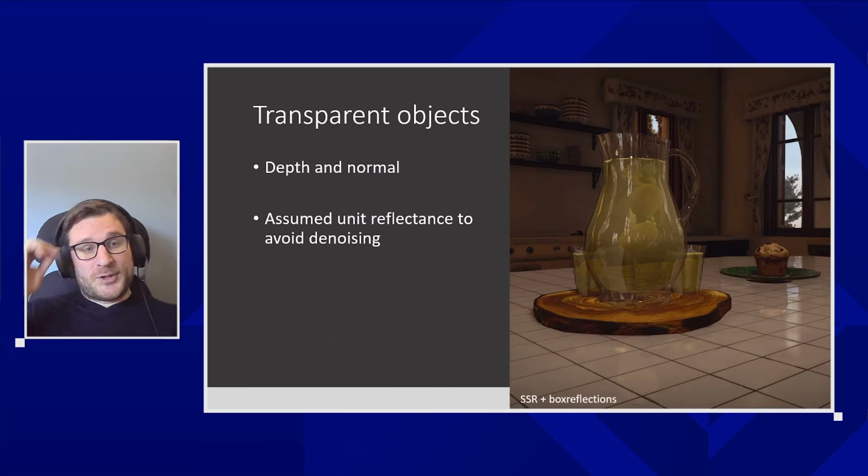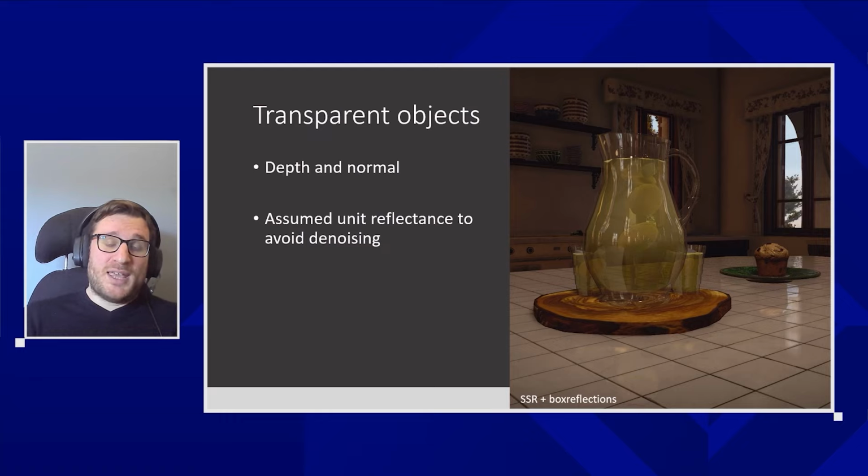We also add support for transparent objects. Transparent objects render basically depth and normal, and we use this depth and normal to start ray tracing from transparent objects. We assume that transparent objects have unit reflectance to avoid denoising the actual result of this, and that actually seems to work well for our engine.